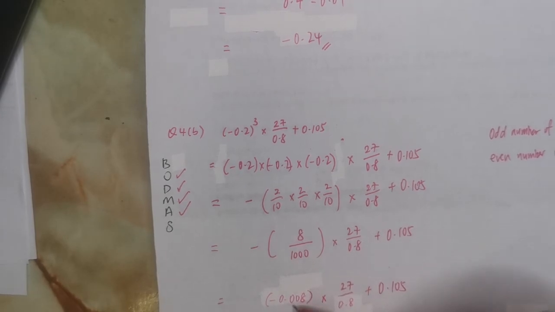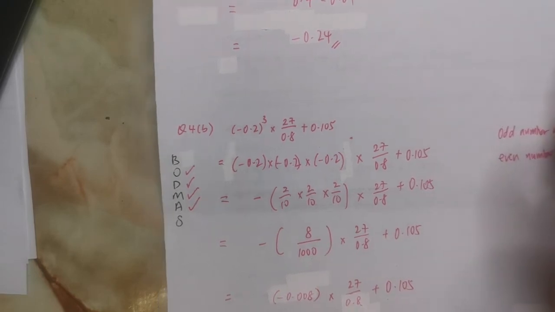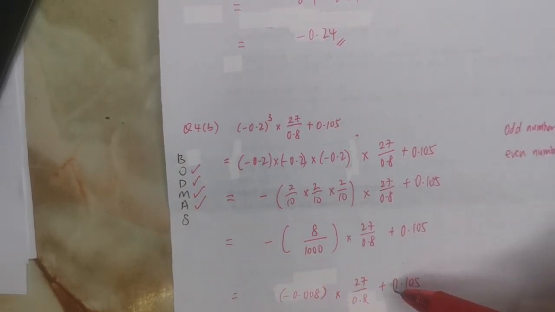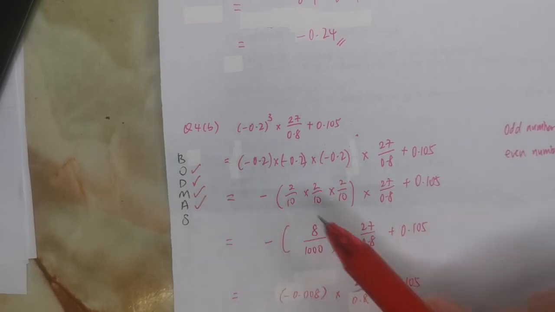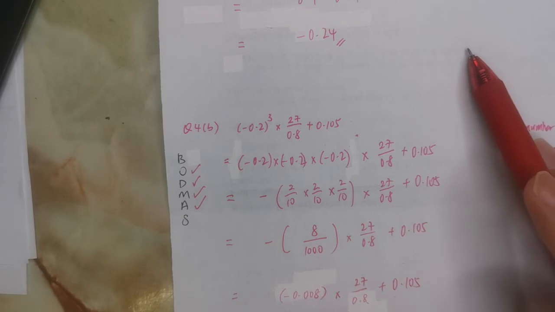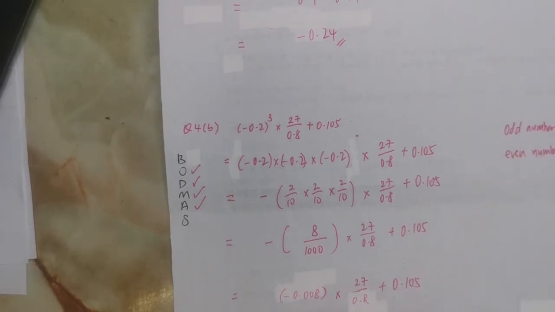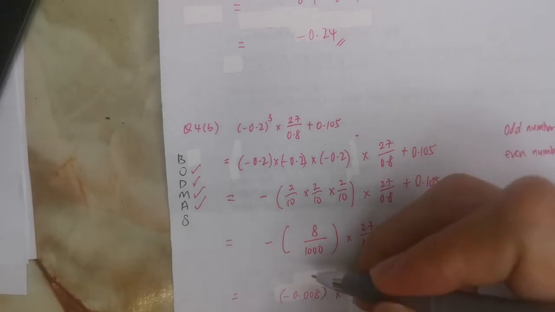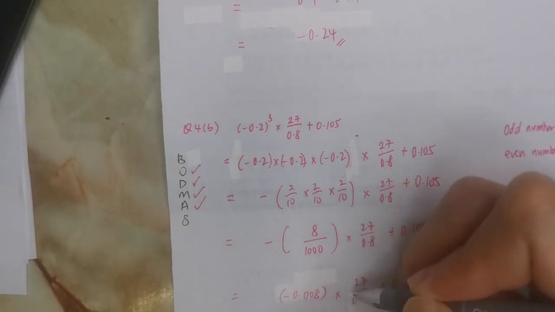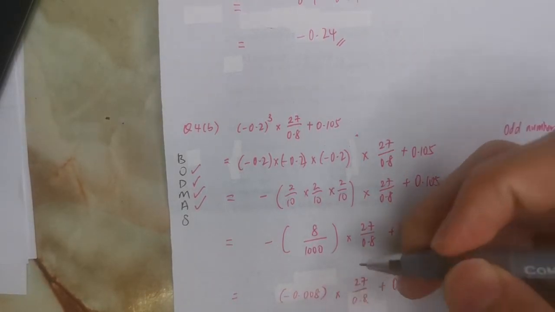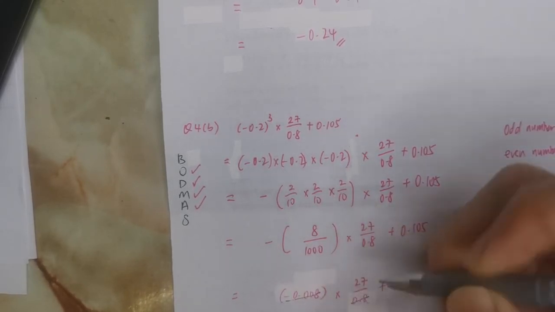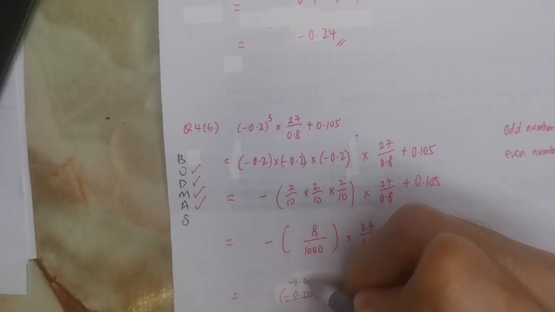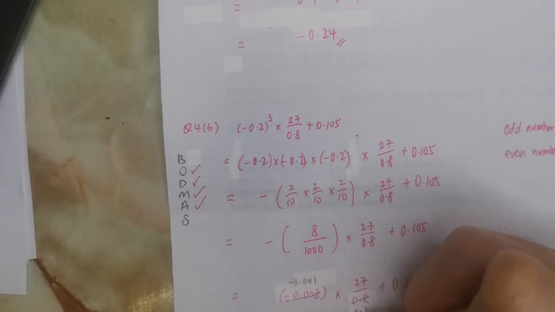So now we have negative 0.008 times 27 over 0.8 plus 0.105. In this case, we have a times and we have a plus. So our next rule will be to evaluate terms with the multiply sign. For the multiply sign, we need to simplify it. So in this case, negative 0.008 times 27 over 0.8. I know that 8 is a common factor, so I divide by 8, giving negative 0.001 and 0.1.